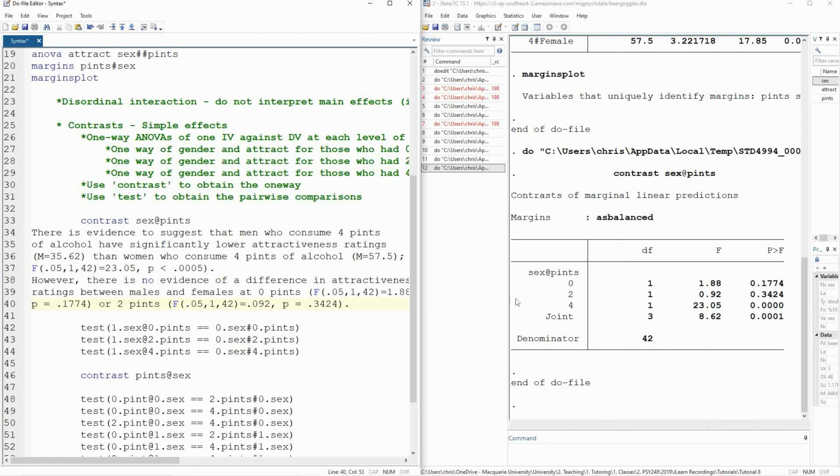So what we have here then is a nice conclusion that summarizes what's going on in these contrasts. It really does appear that it's at 4 pints that we get this difference. That's the only point at which males and females significantly differ.